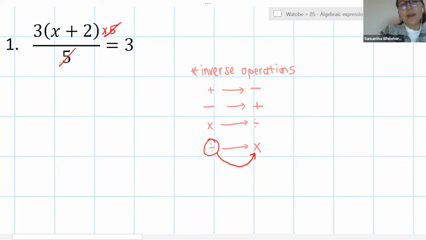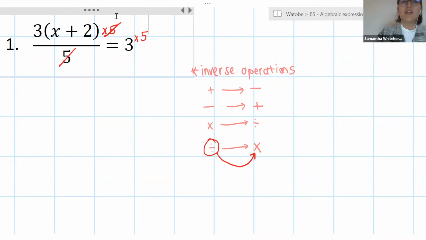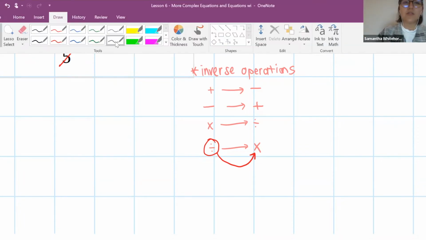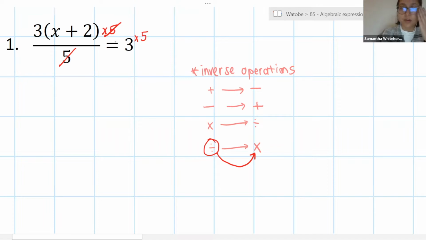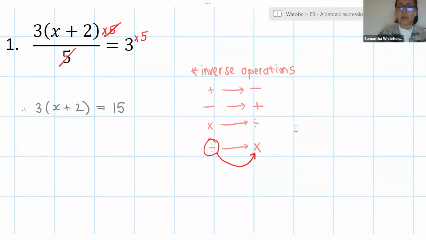And then I need to remember that in an equation, I need to keep both sides balanced. So I also need to times the 3 on the right by 5. If I don't do that, my whole equation goes out of whack, and then I'm not actually solving for the correct thing. So we need to remember to keep it balanced. That then leaves me with 3 times (x plus 2) is equal to 15. Okay, so I've dealt with a fraction. That's gone. That's great. Don't like a fraction. I now don't have to worry about it.